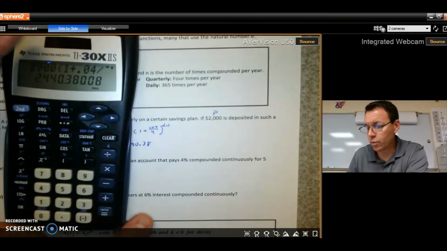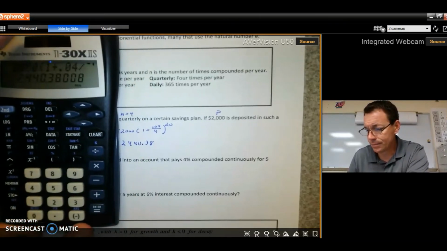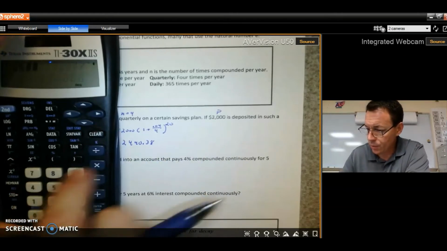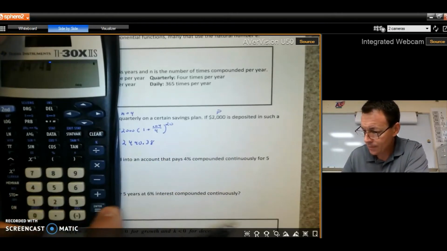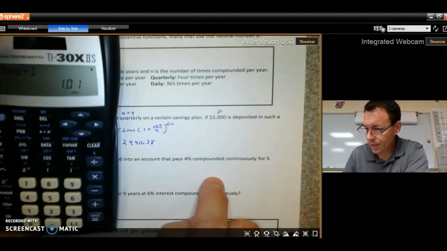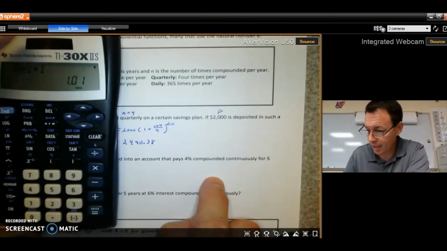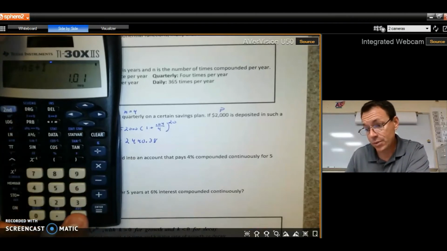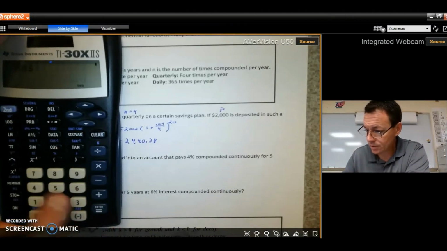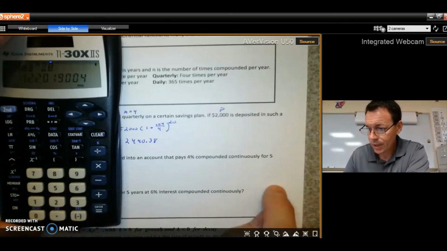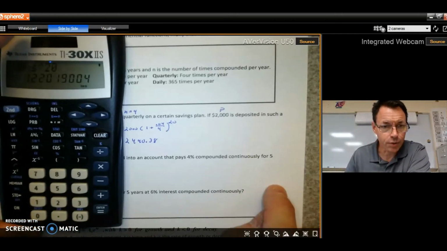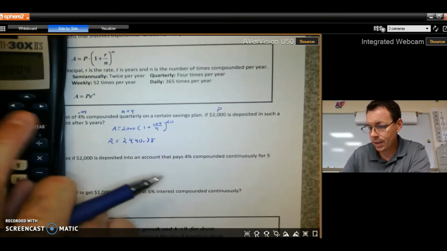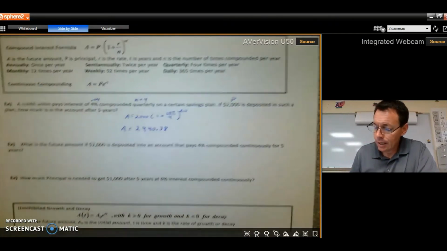And it'll record, like kind of memorize, the last answer you had. So if you did 0.04 divided by 4 plus 1 equals, okay, and if I wanted to take that to the 20th power, I could just hit second answer, and it'll keep track of that for you. And then I would multiply that number times the 2,000 that was out there. Okay? All right. Look at the next one.